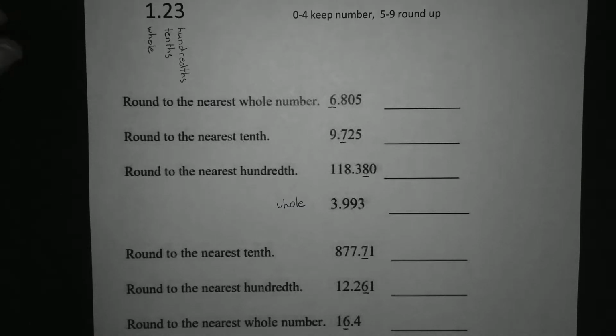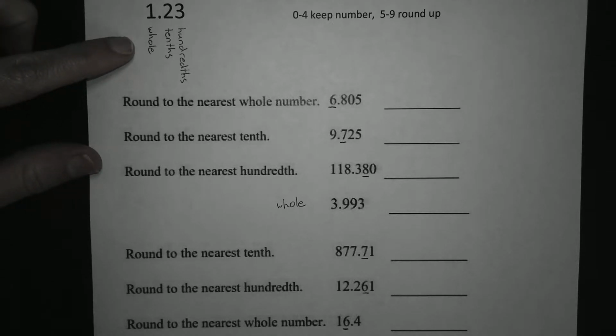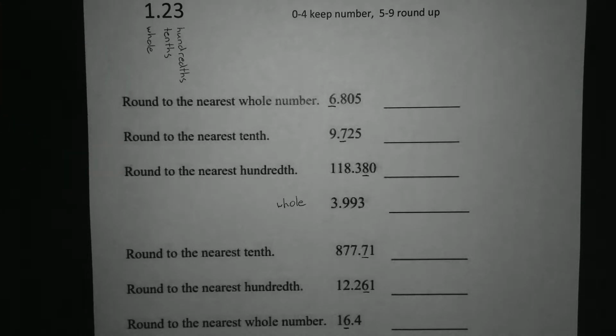Here's how you round numbers to the nearest whole, tenth, or hundredth. As I've put up here in front, the number in front of your decimal can be considered your whole number. You've probably been taught that that is the ones place, which is correct, but it can also be referred to as the whole number.